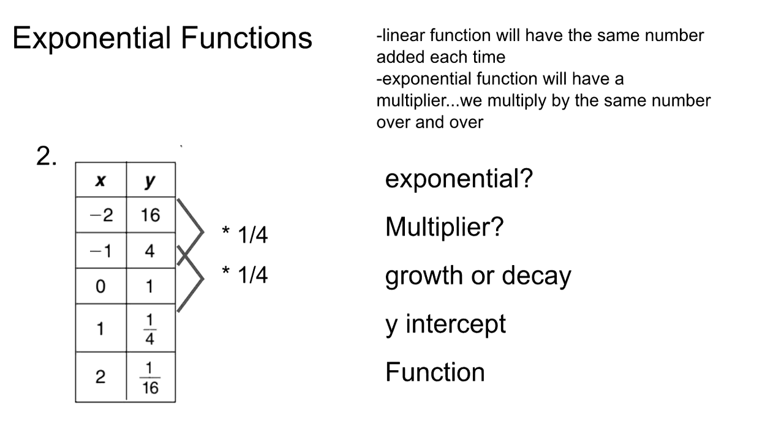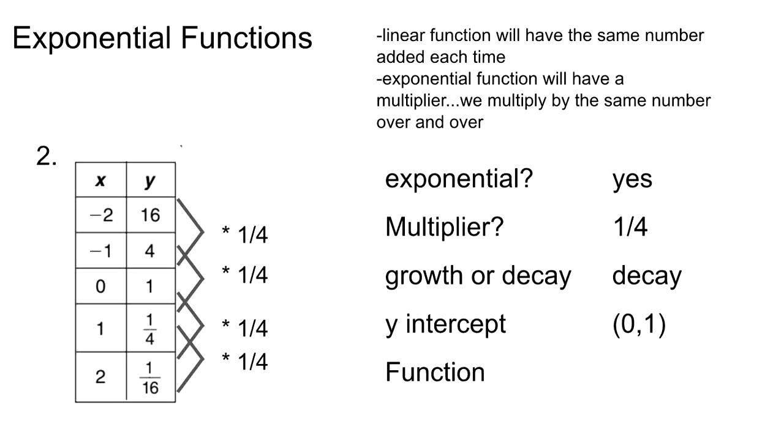And clearly 1 times 1/4 is going to give me 1/4. And 1/4 times 1/4 is going to give me 1/16. So you'll notice I'm multiplying by 1/4 over and over again. That makes this an exponential function, and it certainly makes our multiplier 1/4. And because our multiplier is between 0 and 1, it's going to be decay. And our y-intercept, once again, is a 1. So if I wanted to write a function, all I would do is write y equals 1 times 1/4 to the x power, and that would be it.